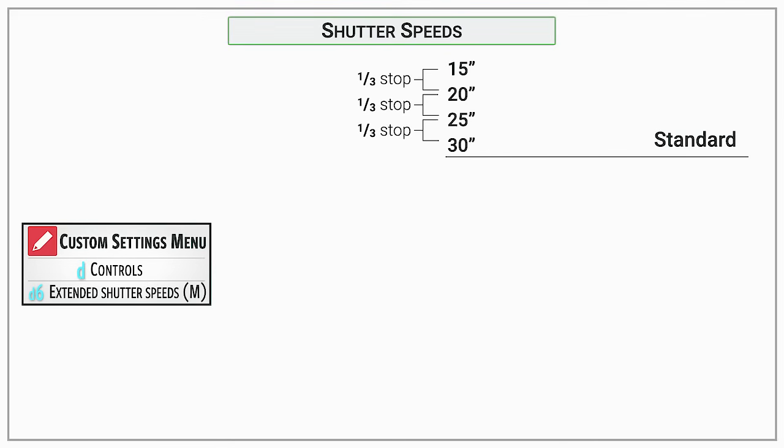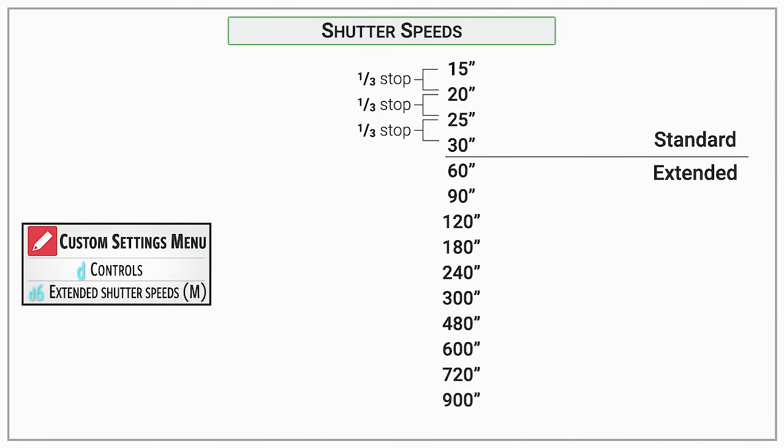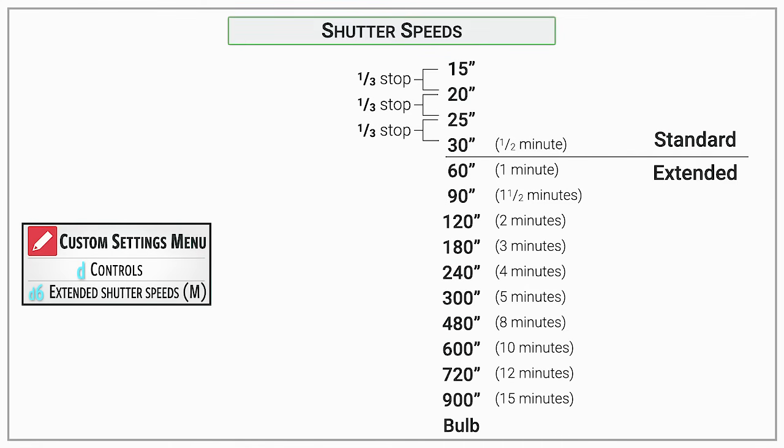Now, when you go into the extended shutter speeds, well, what does it do? It goes to 60 seconds, okay? Well, 30 to 60 is not 1/3 of a stop. That is a full stop. And then from 60 to 90, that's a half stop. So if you turn on these extended shutter speeds and you're moving the dial back and forth between 15 seconds and 2 minutes, sometimes it's third stop, sometimes it's a full stop, sometimes it's a half stop.